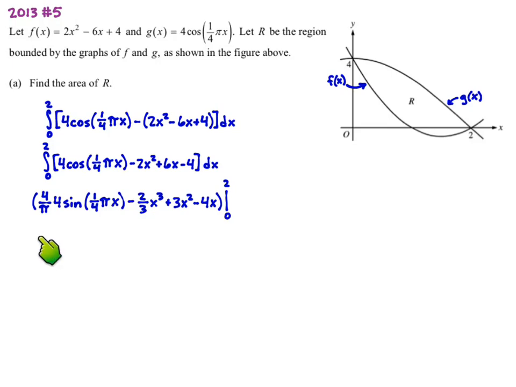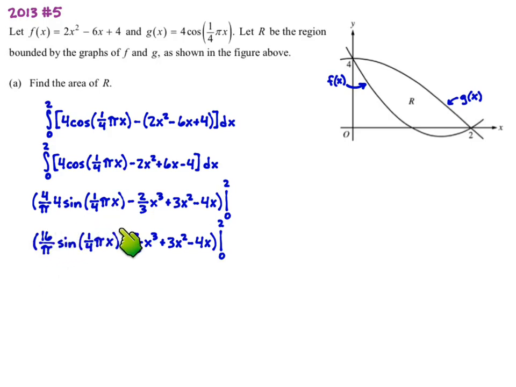Now before we go on, let's take the derivative of this to make sure it matches. Actually, before we do that, let's simplify this one step. What I notice is that 4 over pi times 4 is just 16 over pi.